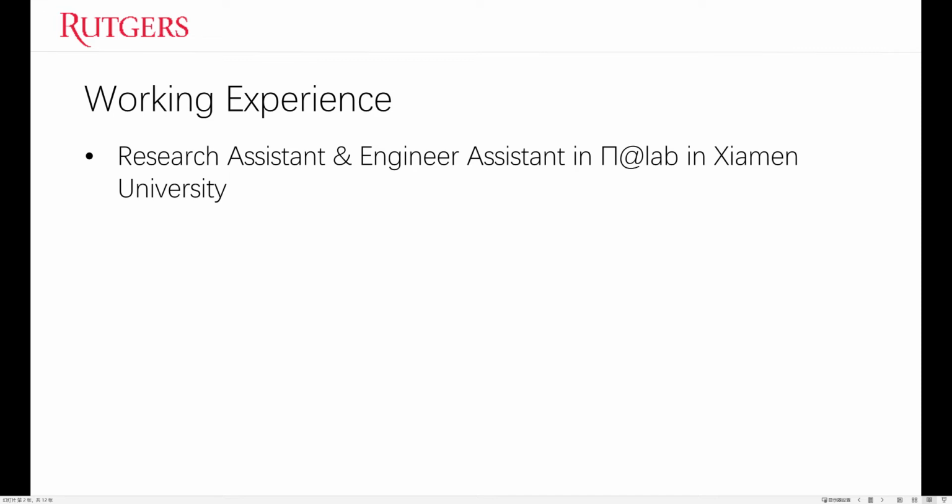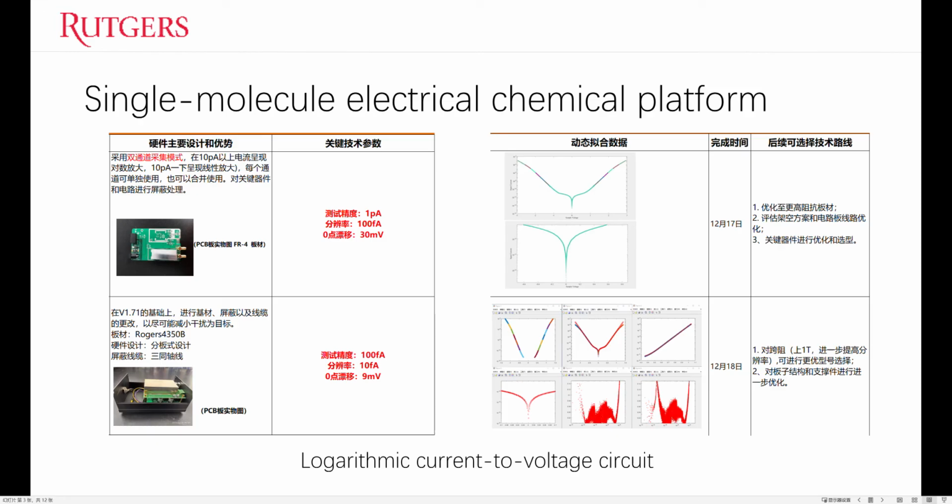I worked in a high-tech lab called PyLab at Xiamen University as a research assistant and an engineer assistant during my one-year gap and some of my summer vacations during my undergraduate study. In our team, I was responsible for designing the logarithmic current-to-voltage circuit. After I finished my design, I also laid out several different versions of PCB with Altium Designer and Cadence, so the instrument can measure the current signal down to the precision of femtoampere.